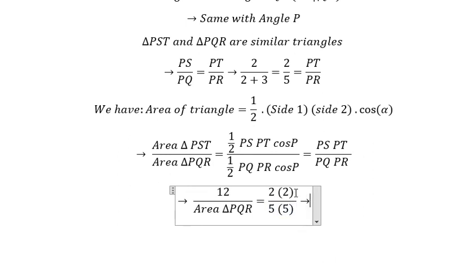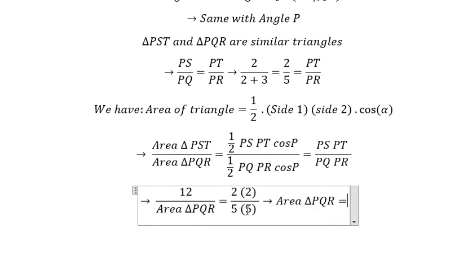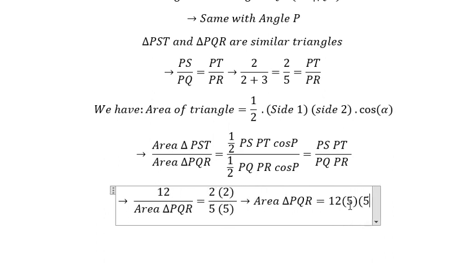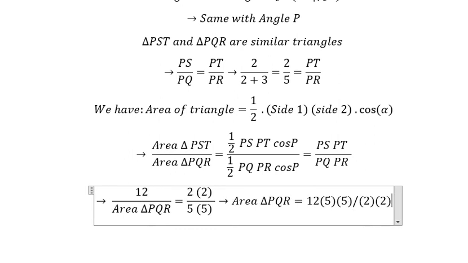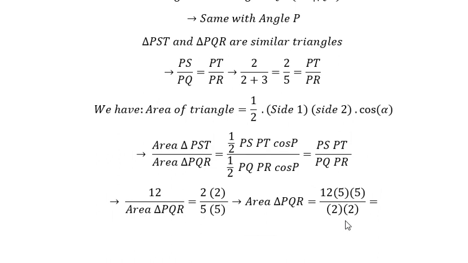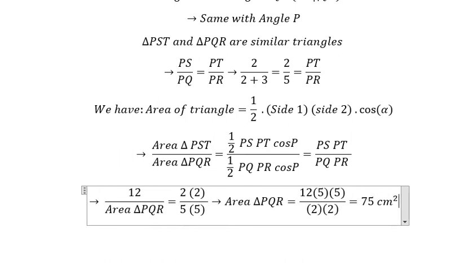And now we can find the area of triangle BQR in here. So I will put the 5 to the left on the numerator. This one will go to the denominator. So we calculate this one, and we have 75 square centimeters. And this is the final answer. This is the end. Thank you for watching.